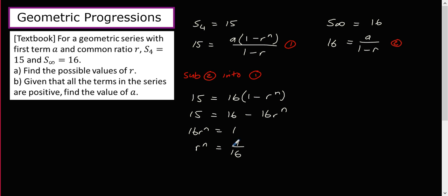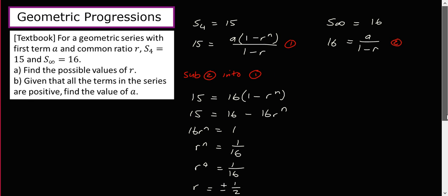Now, this is a power of 4, isn't it? Actually, let's put that in. Anyway, so let's put that in now. We've got r to the 4 is 1 over 16. So r is plus or minus 1/2. So those are our possible values of r. We're using r to the 4 here because we had the sum of the first 4 terms. I just hadn't put the n in previously.